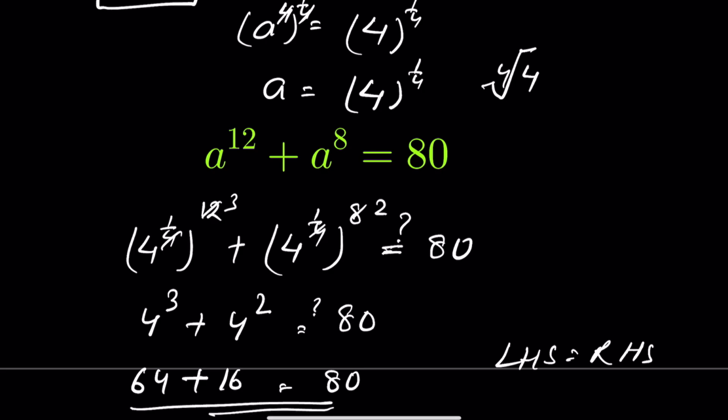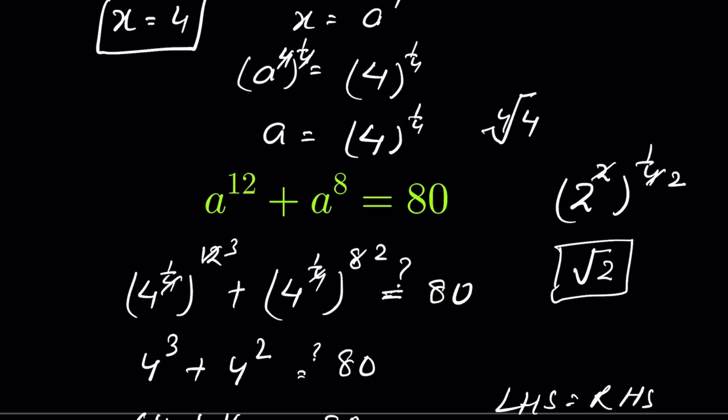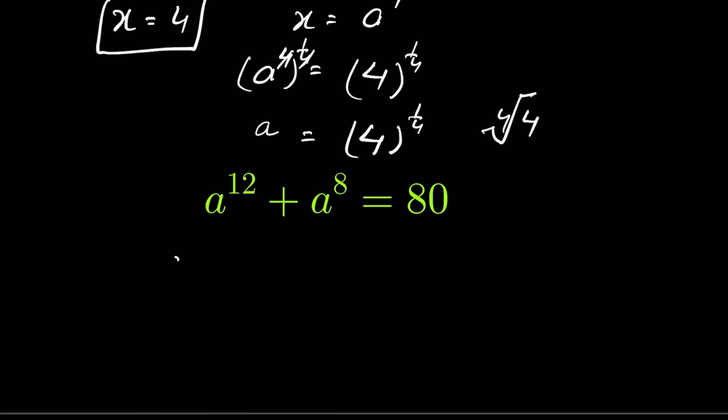4 we can also write it as 2 raised to the power 2, then whole raised to the power 4, and 2 times 2 is 4. So, square root of 2 is also the answer. Let's check with square root of 2. Square root of 2 means it is raised to the power of 1 upon 2.